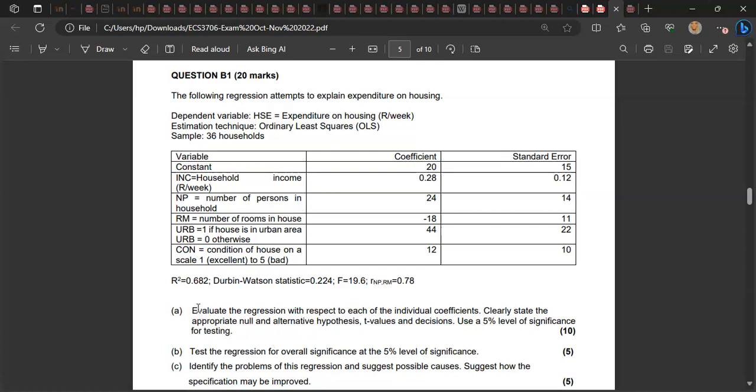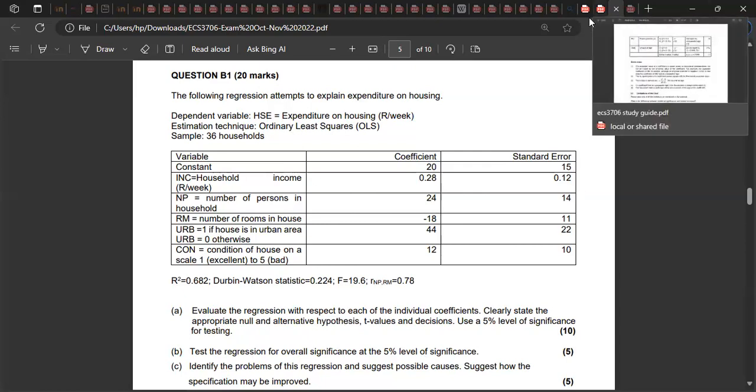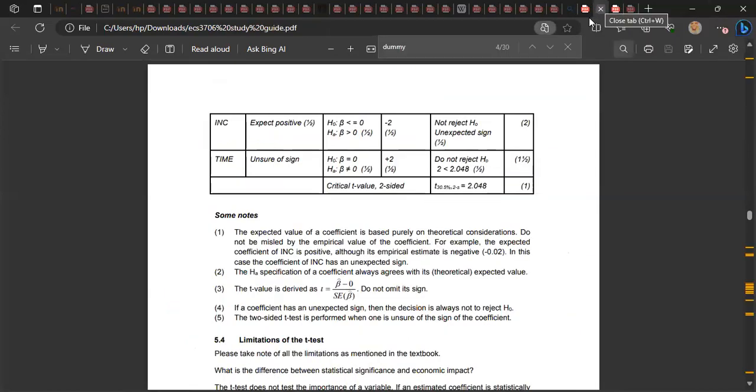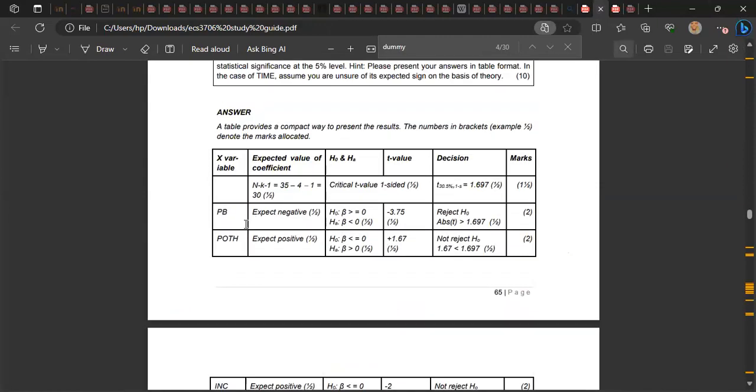All right. So in dealing with a question like part A here, where we are evaluating the individual coefficients and then clearly stating the null and alternative hypothesis, what we need to do, I think an easier way to present this would be the way we did it in the assignment, and this is what you get here on the study guide. You get that right there on the study guide. And so this is the format that we basically work with, right, for us to be able to get full marks. So you basically come up with a table like that.